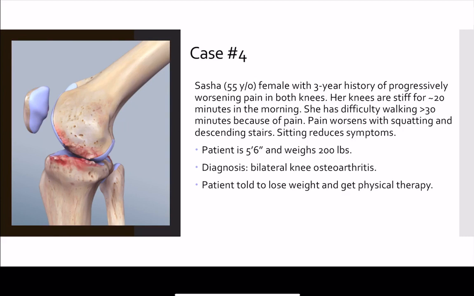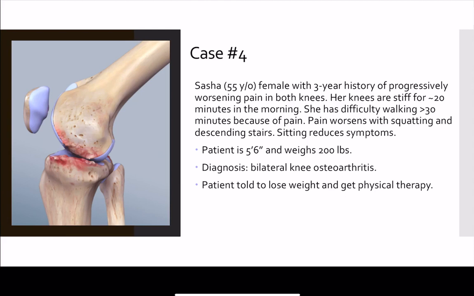So Sasha is a 55-year-old female. She has a 3-year history of progressively worsening, bilateral knee pain. Her knees are stiff for about 20 minutes in the morning. She has difficulty walking more than 30 minutes because of pain. Pain worsens with squatting and descending stairs, and sitting reduces her symptoms.